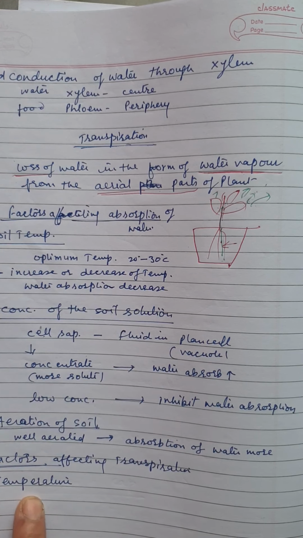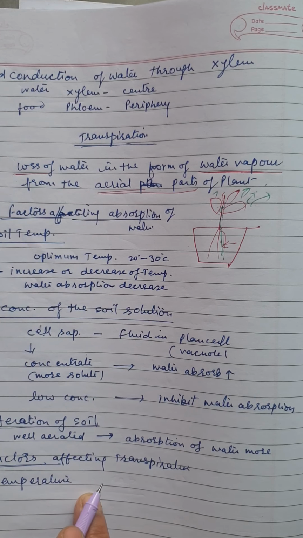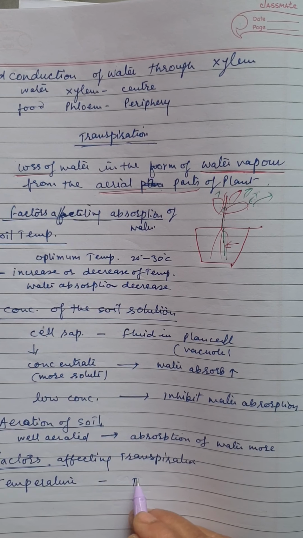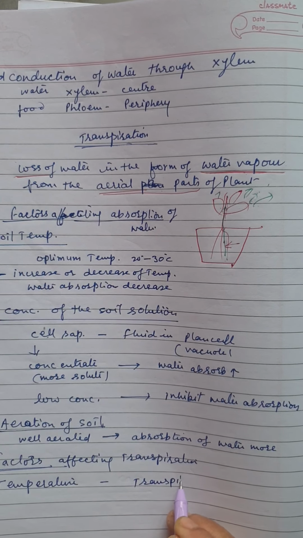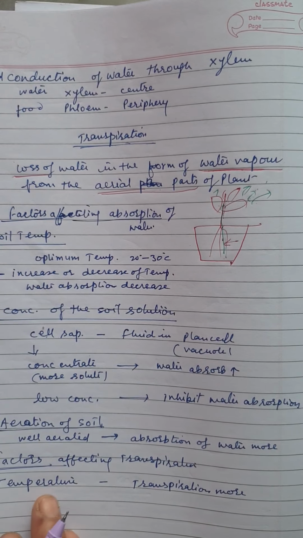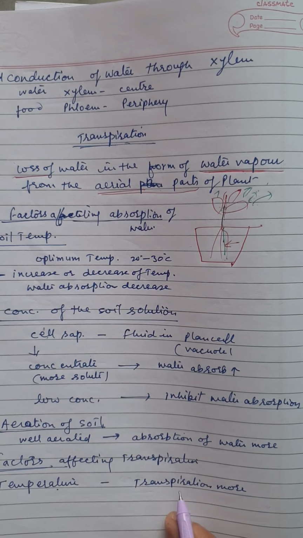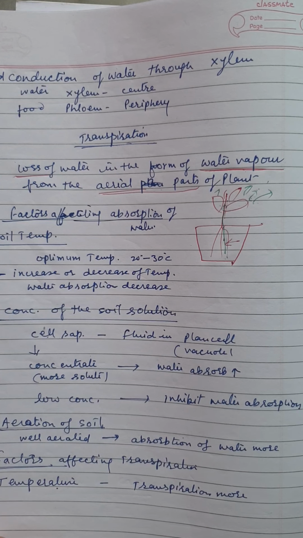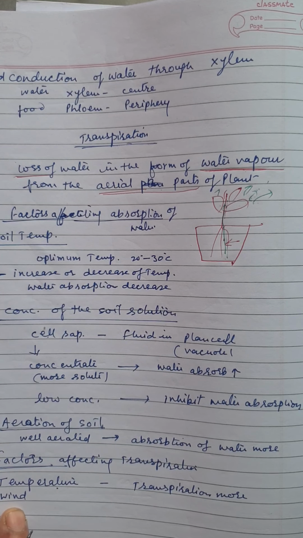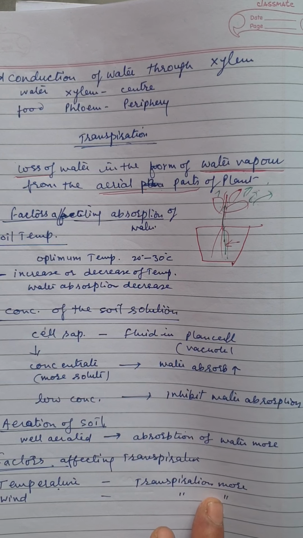In the summer, when hot, dry, high temperature is there, transpiration is more. Or simply we can say, more temperature, more transpiration. And number 2, wind velocity. When the wind velocity is fast, when wind velocity is more, the transpiration also increases.